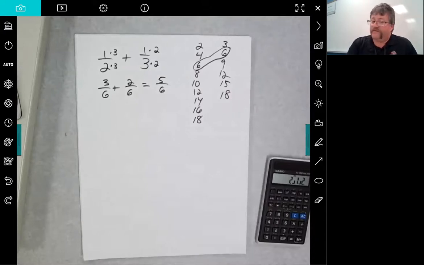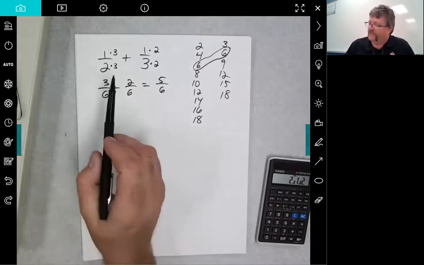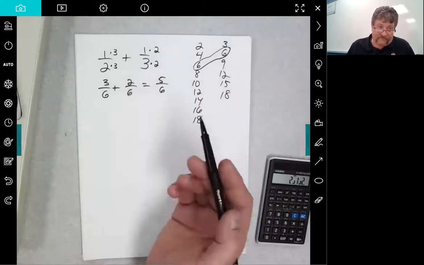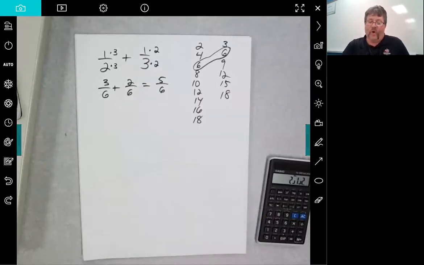You can always give yourself a common denominator by multiplying the two denominators together. Now, in this case, 2 times 3 is 6. It happened to be the lowest, okay? But that's usually not going to be the case. You're usually going to give yourself a larger denominator when you do that.